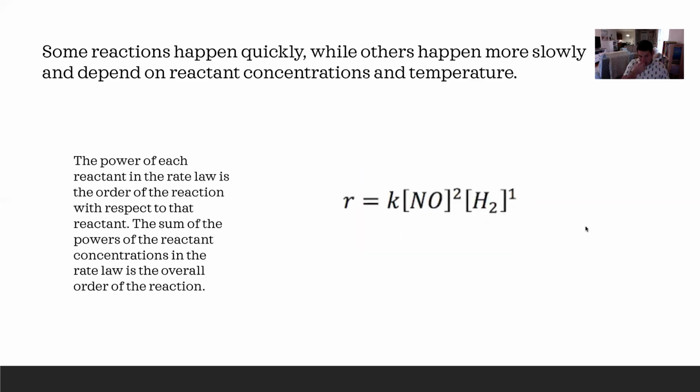All right, so the power of each reactant in the rate law is the order of the reaction with respect to that reactant. The sum of the powers of the reactant concentrations in the rate law is the overall order of the reaction. So in this example, the rate equals K times the concentration of NO raised to the second times the concentration of H2 raised to the first. So we would say this reaction is first order with respect to hydrogen and second order with respect to nitrous oxide, first order with respect to hydrogen because of the 1, second order with respect to nitrous oxide because of the 2.